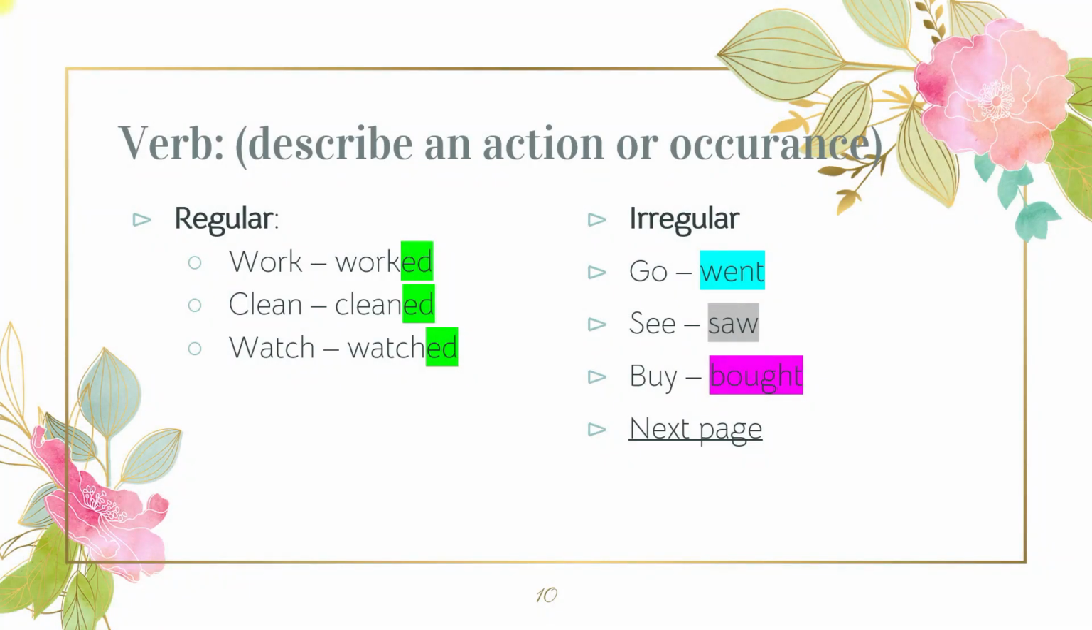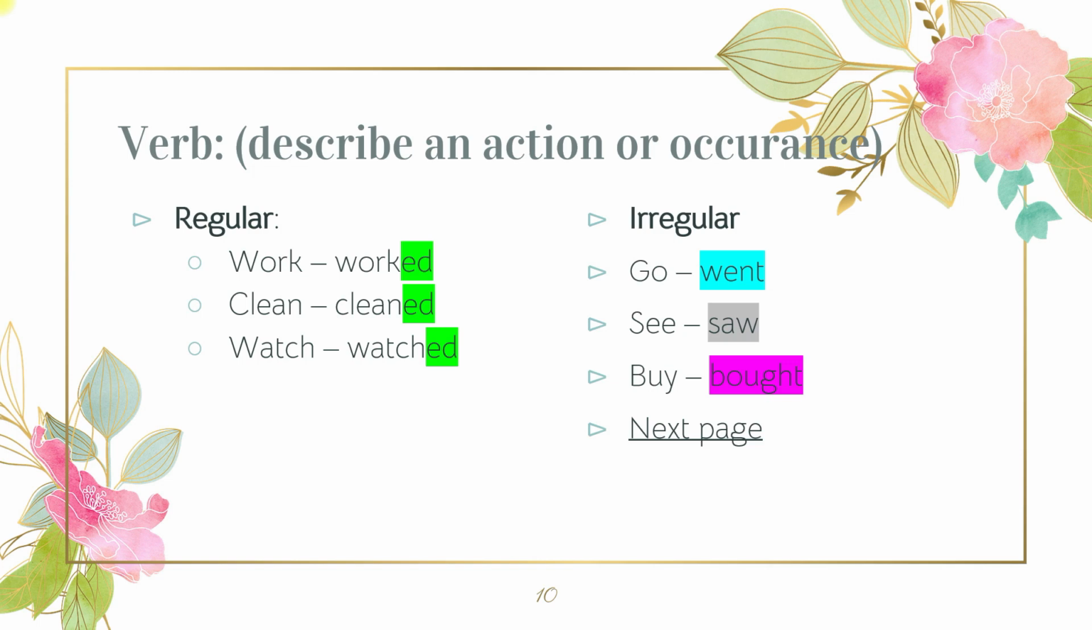And another very important thing in the verb form is the regular form and the irregular form of the verb. See the word work, we added ed. The word clean, we added ed. The word watch, we added ed to write the second form of the verb. But if you take the word see, we cannot write seed to change it into the second form of the verb. Or the word buy, we cannot say buyed, because these are irregular verbs.